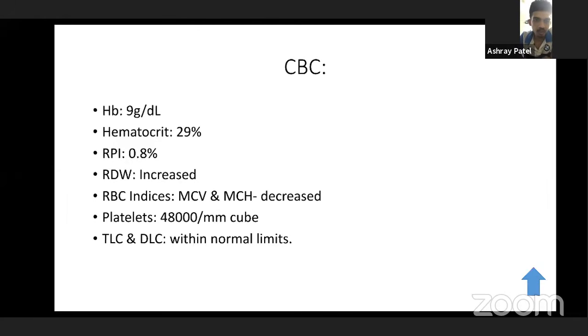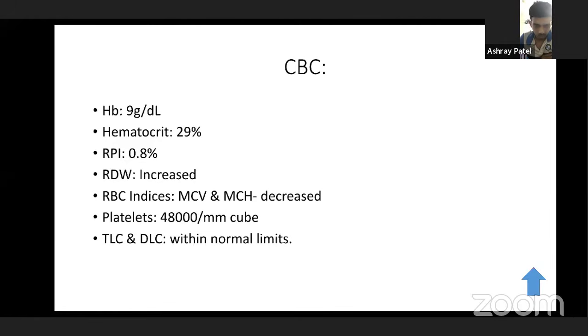Next, we'll look at RPI. What does RPI suggest? RPI should be 1.2 to 2%. So it's reduced. So it indicates a bone marrow suppression. Yes. So we can confirm that it is hypoproliferative. And next, the RBC indices, MCV and MCH are decreased, which means it's microcytic hypochromic. So we are having a microcytic hypochromic picture.